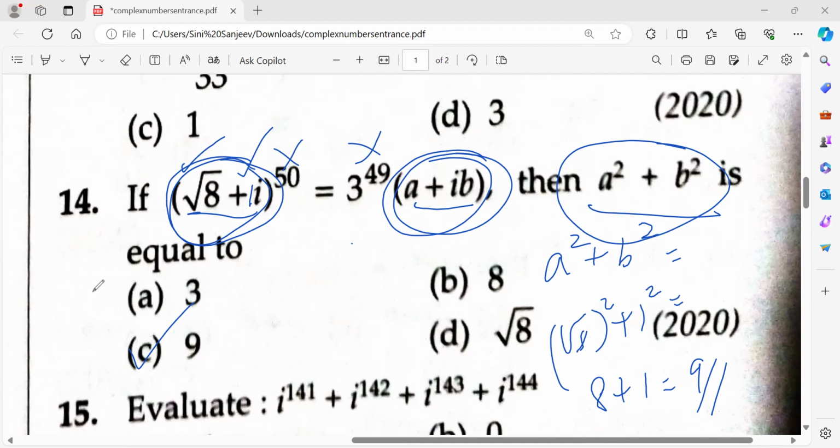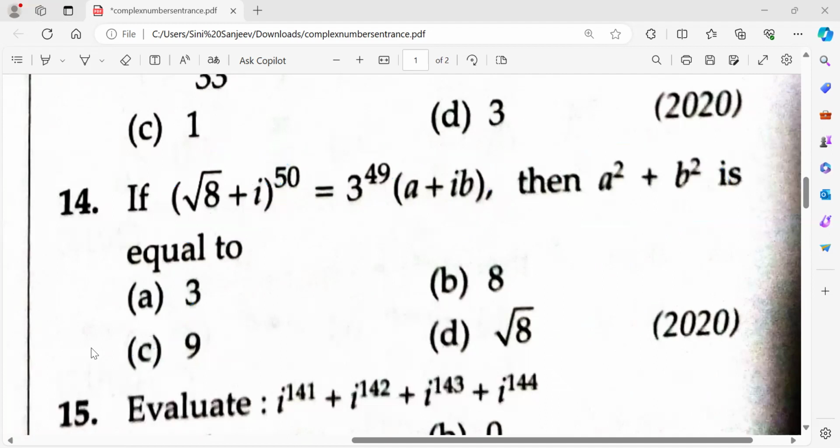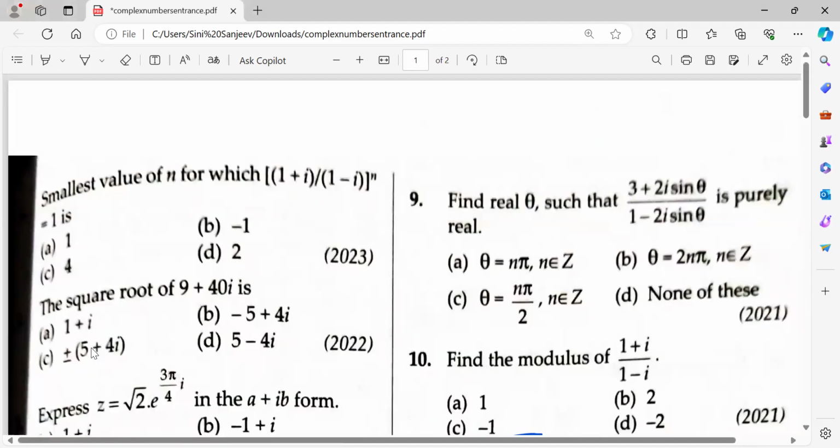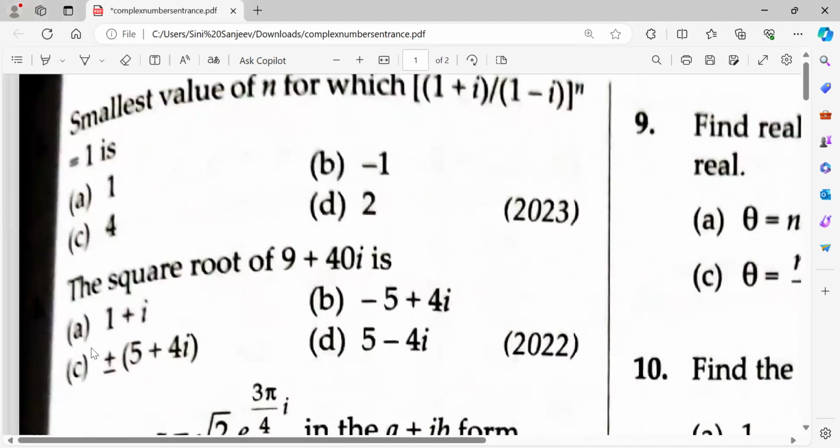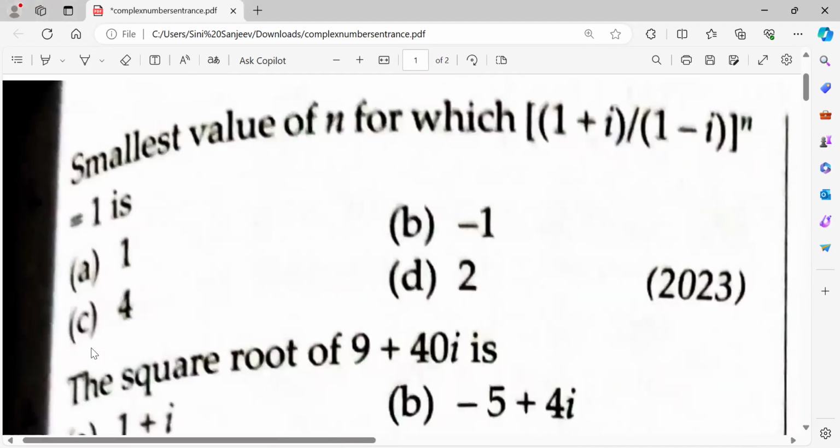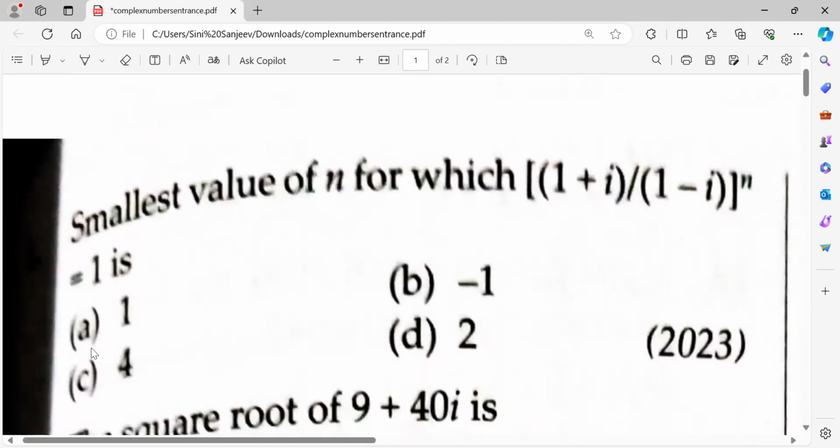Yeah. So I'm going for the next question. Let me go with the first question. First one: smallest value for n, which (1 plus i by 1 minus i) whole power n. So this is a direct question actually. 1 plus i by 1 minus i.